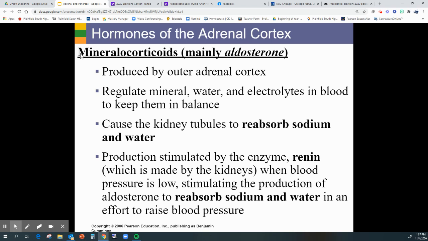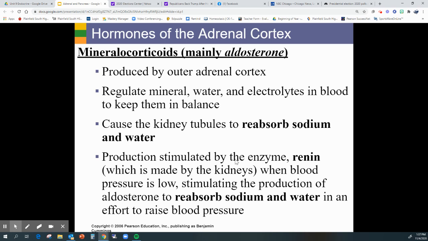It secretes a hormone called the mineralocorticoids, also known as aldosterone. These are used to help regulate both water and electrolyte balances in our blood. What they do is cause the kidneys to reabsorb sodium as well as water. So when we have production of that, it's going to allow the kidneys to pull more water out of our digestive system and put that water back into our bloodstream, so increasing the blood volume.